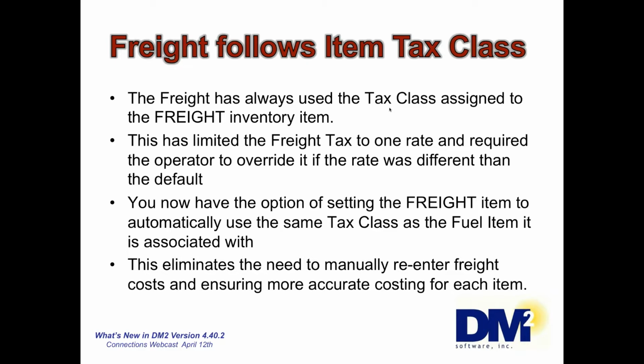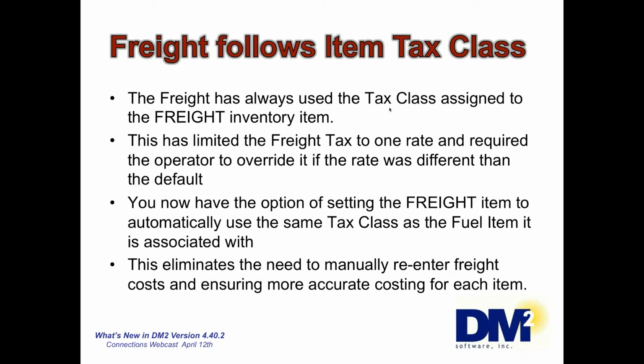So this has limited freight tax to one rate and required the operator to override it if the rate was different than the default. So you'd have to go out in the invoice after bill of lading created it and edit it and change the tax class assigned to the item. So with this modification, you now have the option of setting the freight item to automatically use the same tax class as the fuel item it's associated with. So it eliminates the need to manually re-enter the freight cost and ensures more accurate costing.